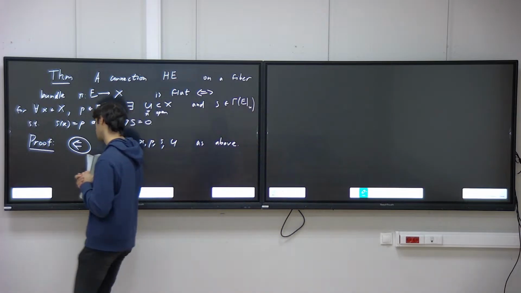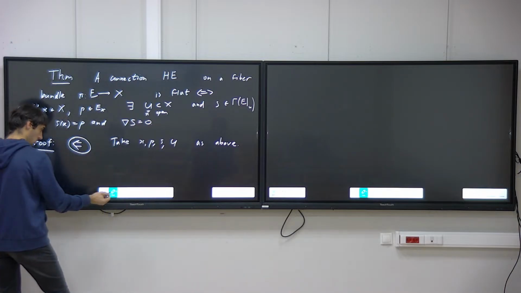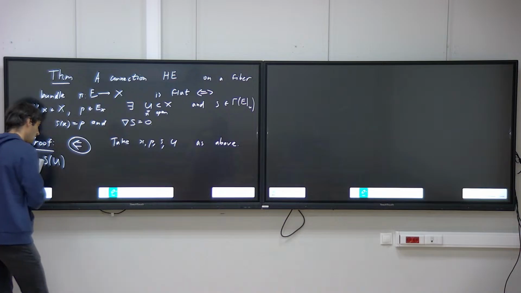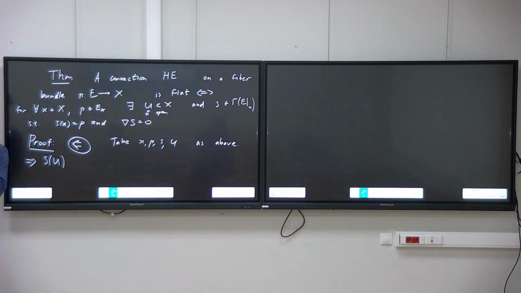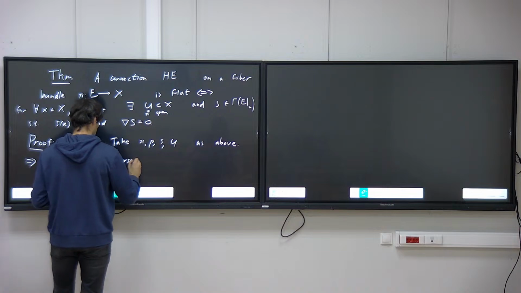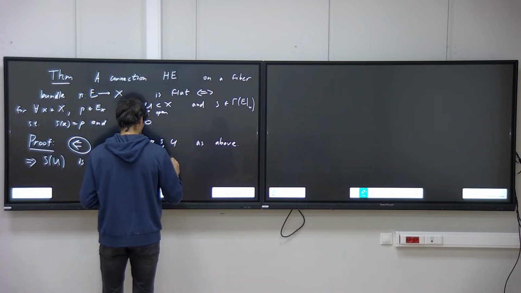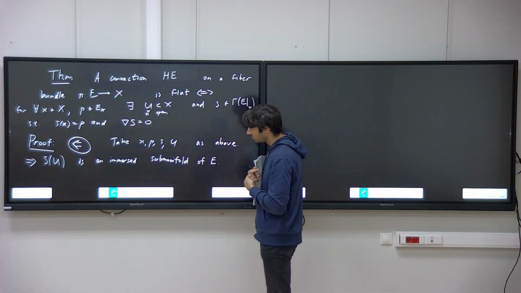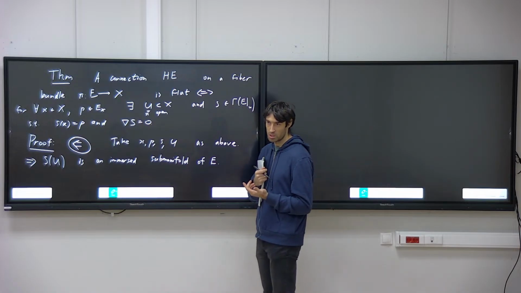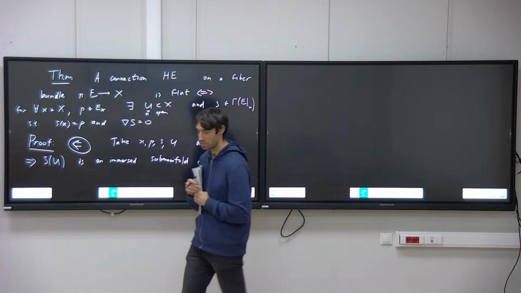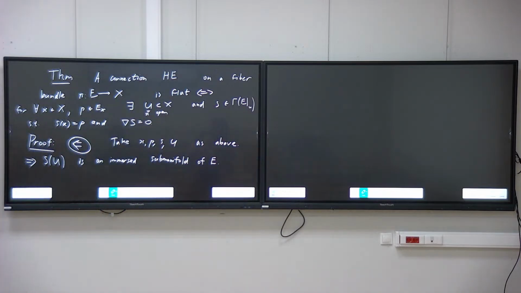Then I claim that S of U is a submanifold of E. Well, basically, S is the inclusion, which is an injective immersion, right? So just by definition. All right.